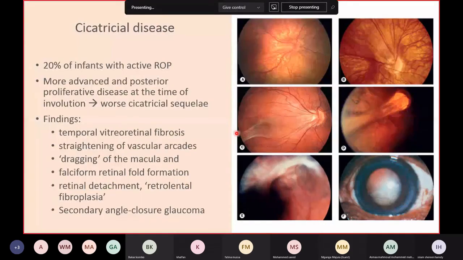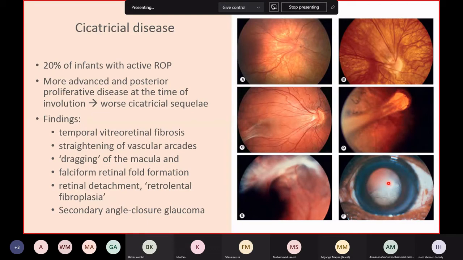or what we call the falciform ligament. So you may find a ligament, or what we call a fold of the macula, extending between the area of the previous traction at the temporal retina and the optic disc. Those patients may have what we call retrolental fibroplasia.